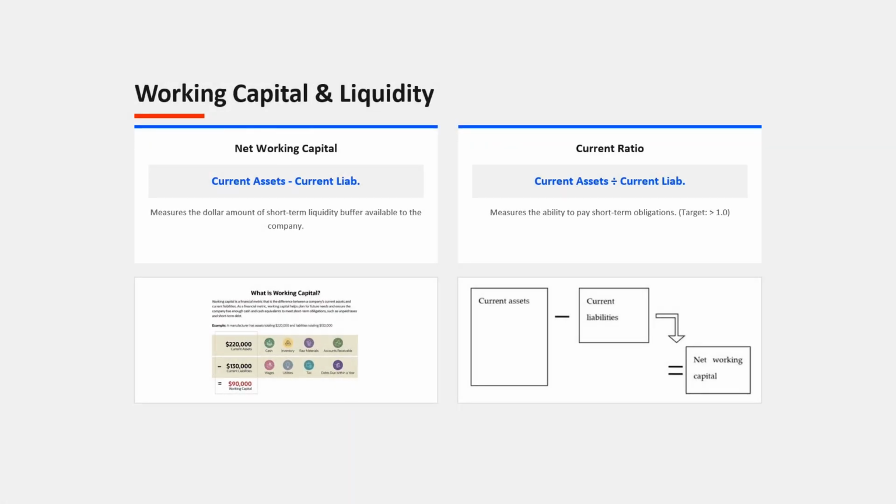The proper classification of current and non-current items is essential because it directly impacts the two critical liquidity metrics, net working capital and current ratio. Working capital is simply your current assets minus your current liabilities. This measures the dollar amount of short-term liquidity buffer available to the company. And the second one is the current assets divided by the current liabilities. It measures the ability to pay short-term obligations. Our target is more than one.